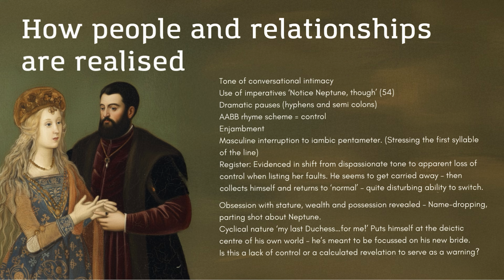He has this obsession with stature, wealth, and possession. He name drops Fra Pandolf. He name drops the sculptor. We also have this cyclical nature, this idea that he's always going back to it. So he's got My Last Duchess at the beginning, For Me at the end. It's all about himself, putting himself in the deictic centre of his own world. He's meant to be focused on his new bride, not going on and on about his last Duchess.